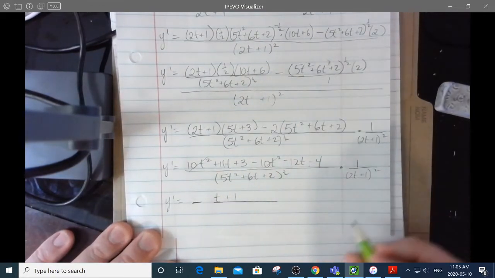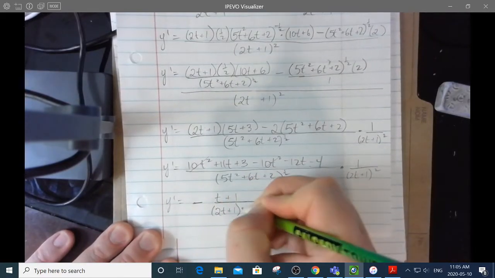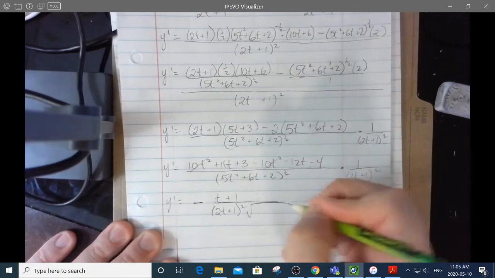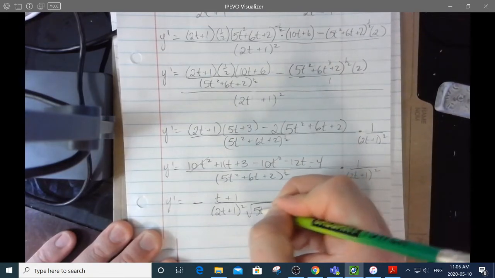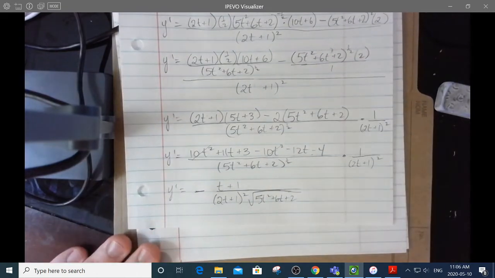I have a denominator that has a power, and I have a denominator that has a radical. And that's about as simple as that gets. I don't think I could simplify that much more than that.